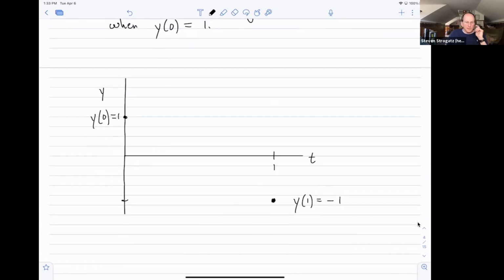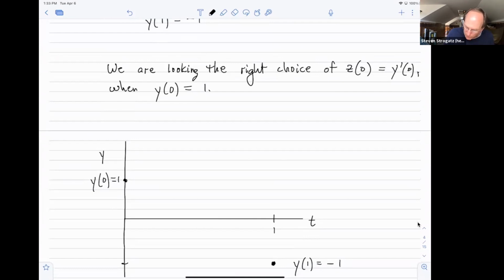So the game is start at this point, and now this is the part that's kind of cool. What we're doing is we're looking for the right choice of y prime of 0. Meaning, think about it as like I need a launch slope. If I pick the right y prime of 0, once I pick that, you could imagine doing this in a computer, a numerical method even. Choose the right y prime of 0. What happens then? Well, after that, you're carried along by the differential equation.